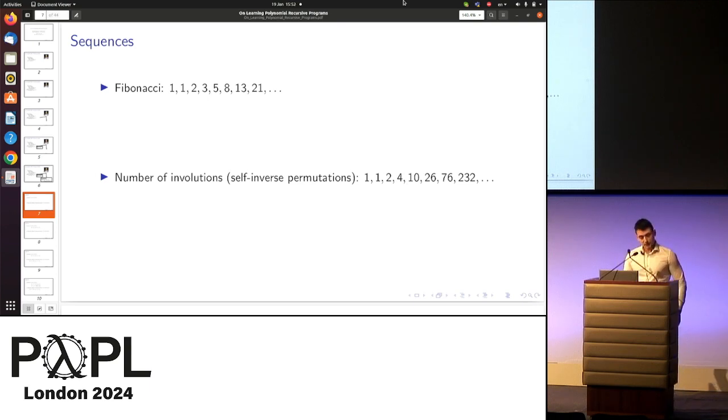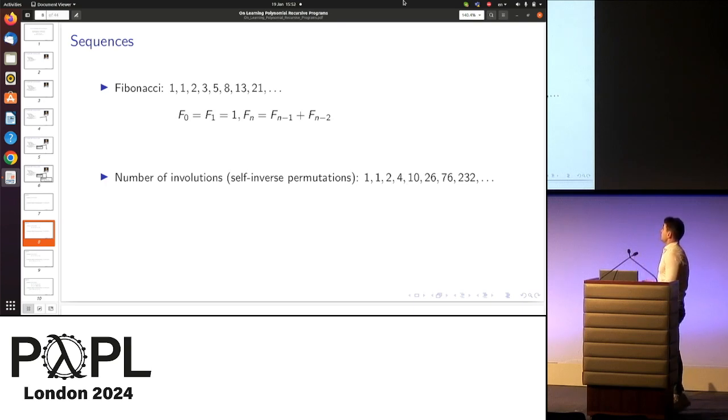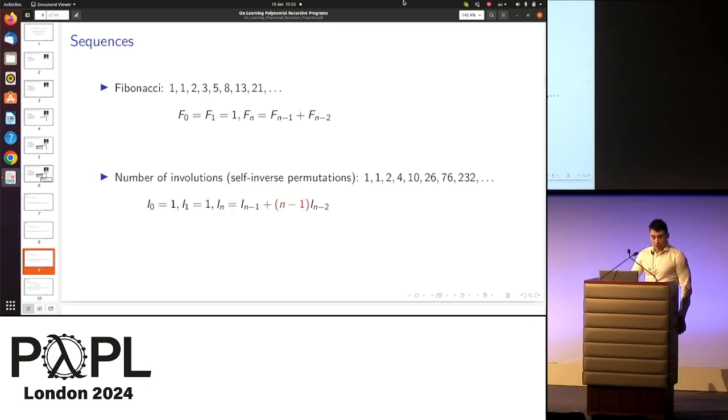The first thing to note is that the second sequence, the number of involutions, grows a lot faster than the first sequence. This can be intuitively explained by looking at the recurrence relation they satisfy. For the Fibonacci sequence, F_n is equal to the sum of the previous two terms, whereas for the number of involutions, I_n is equal to the previous term plus (n minus 1) times I_{n-2}. So we have, in red, a polynomial popping up, which might explain why the growth of the second one is larger.